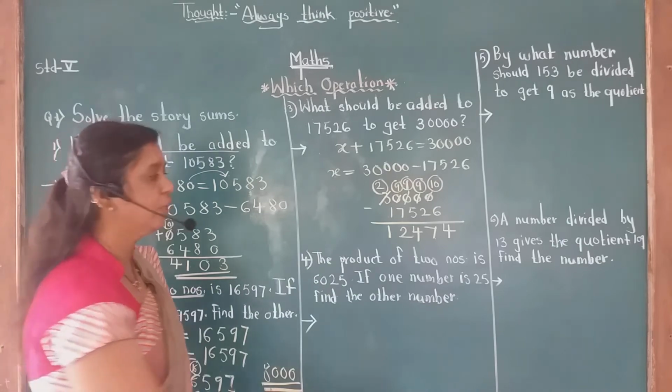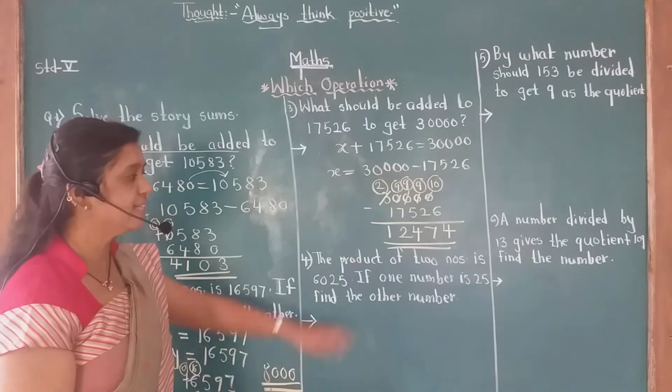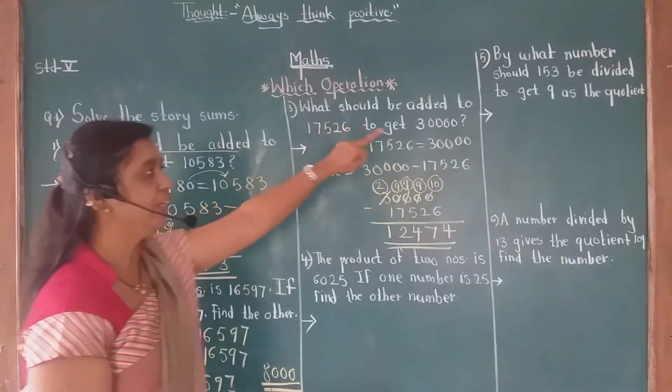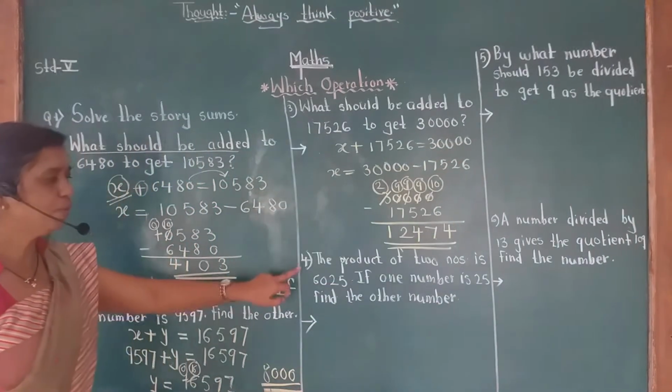So your answer is this. And if you want to check whether your answer is correct or not, again you have to put the value of x in this and you will get the same answer. Understood? Now let us see question number 4.